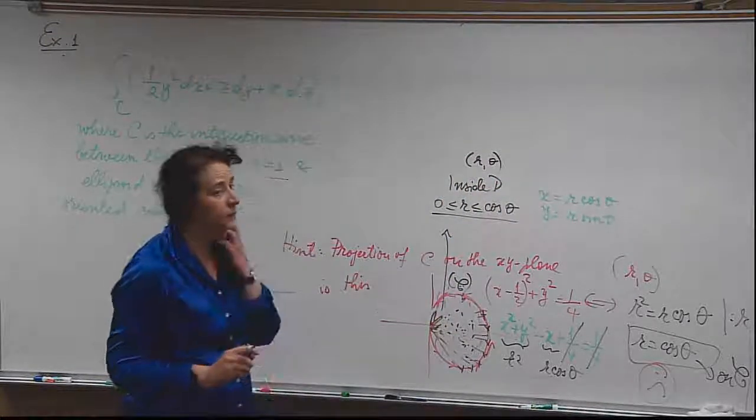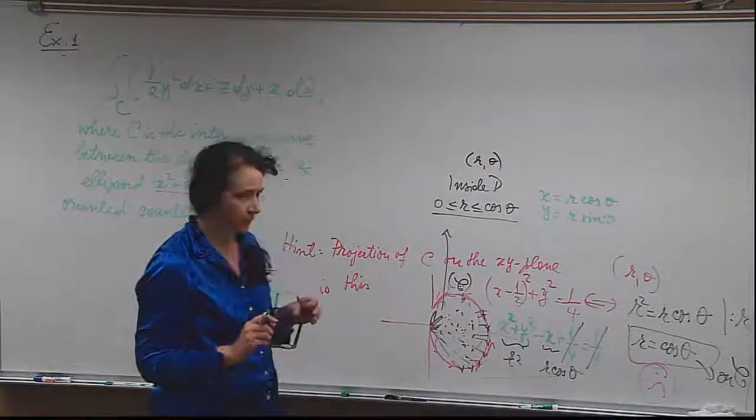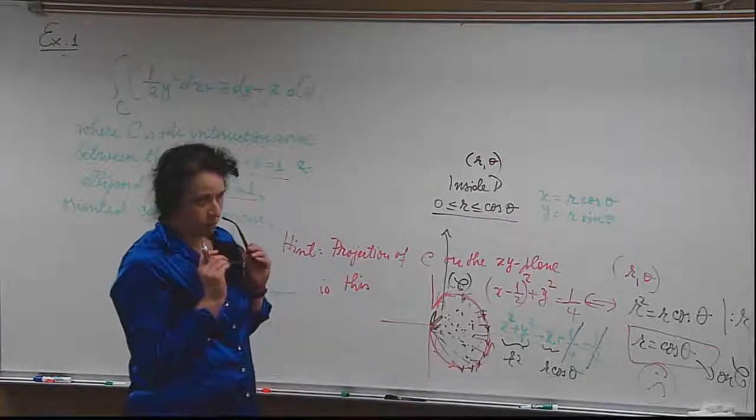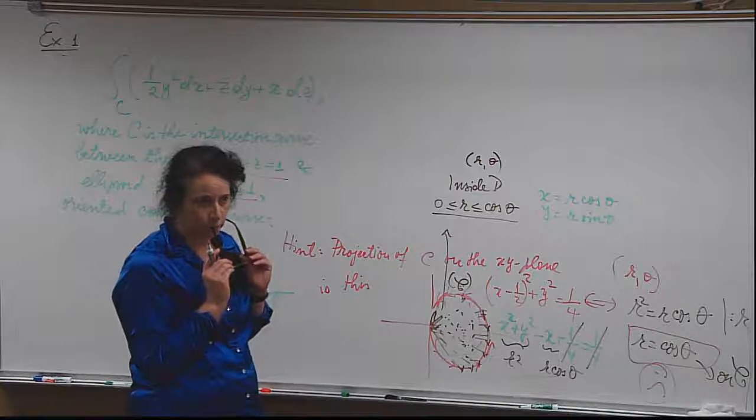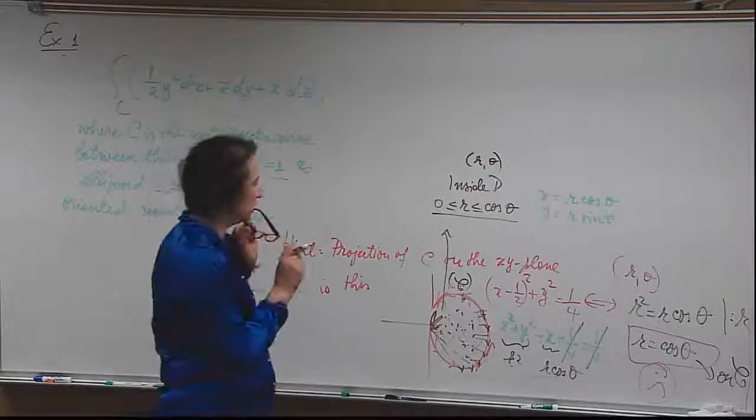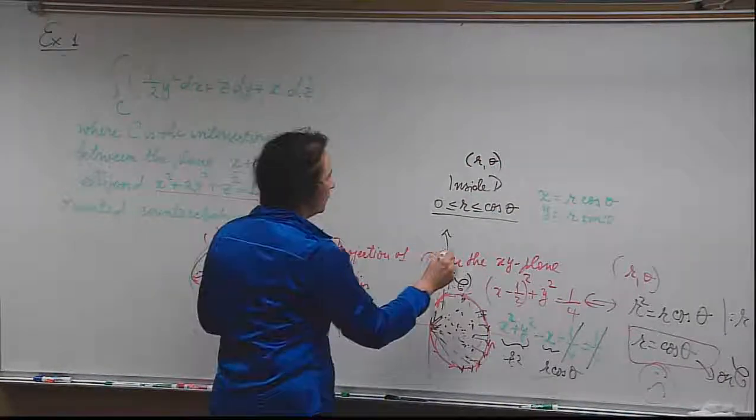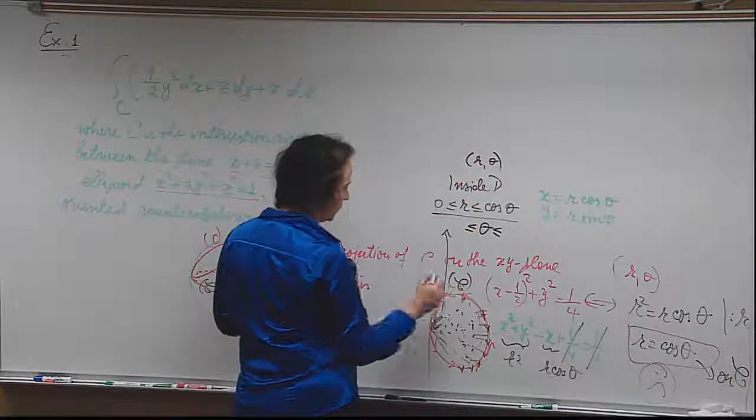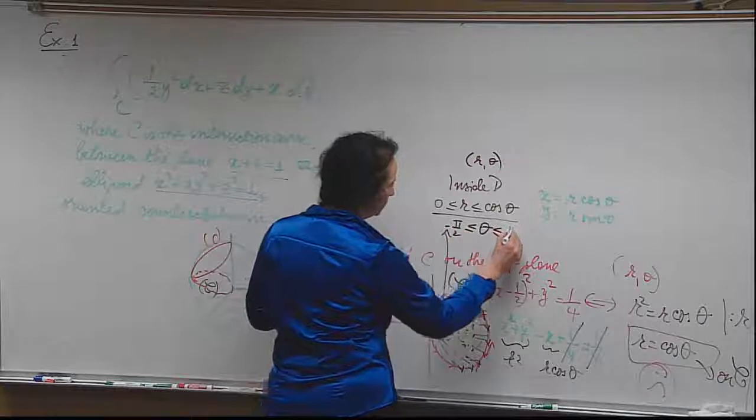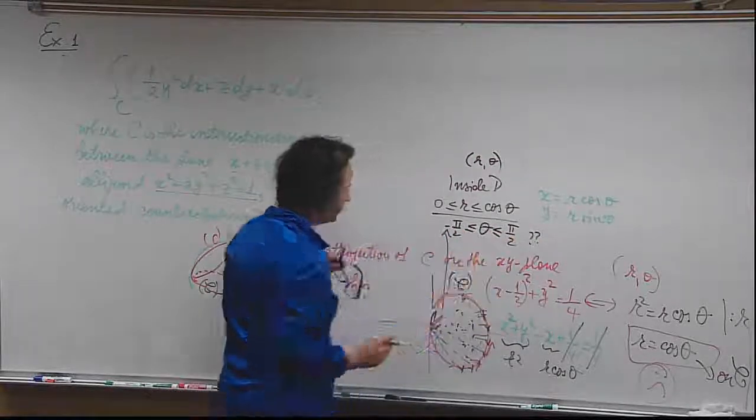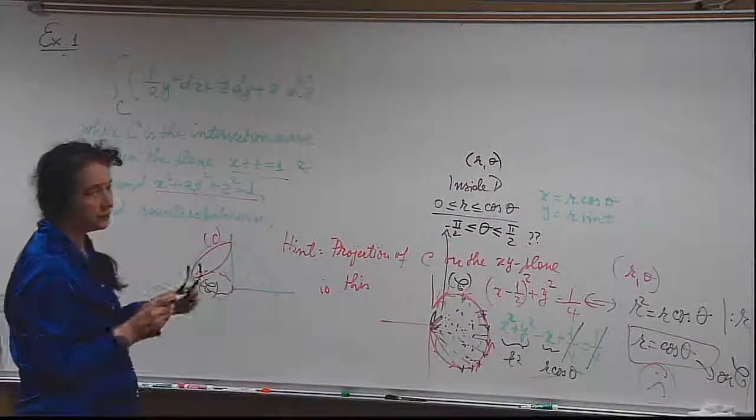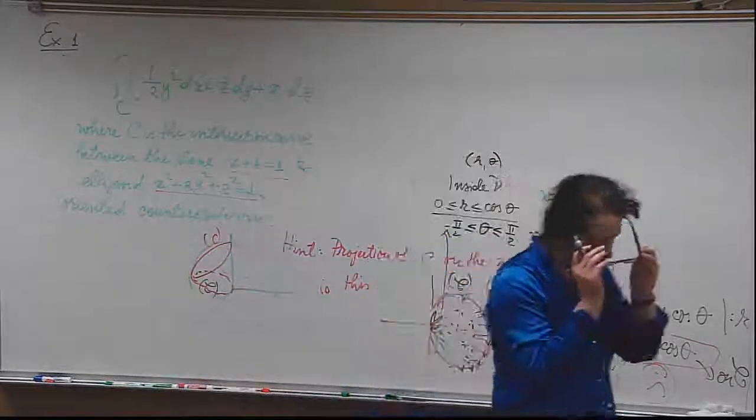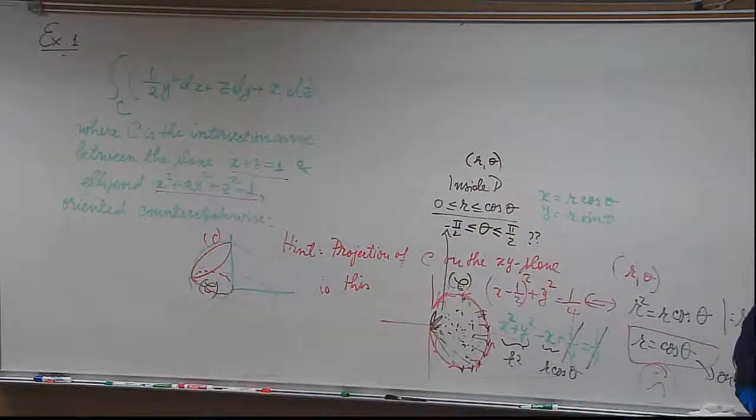But theta, you have to be a little bit careful about theta. It goes from pi over 2 to negative pi over 2. So theta will be between minus pi over 2 and pi over 2, and you have to think a little bit about how you set up the double integral. But you're not there yet. When we get to the double integral, we will have to think about it.